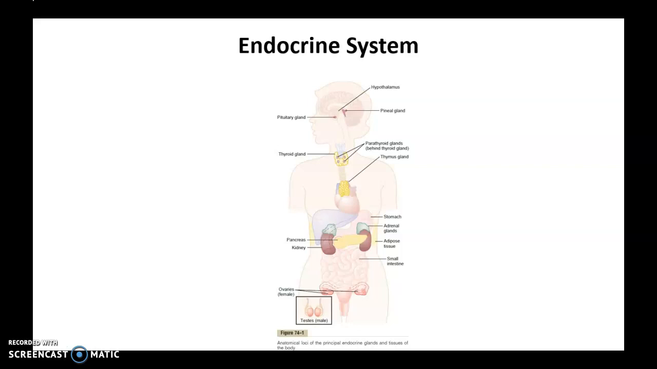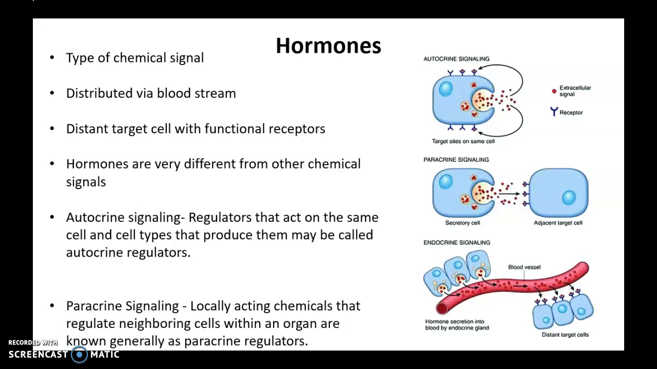We will start by talking about hormones. What is a hormone? A hormone is a type of chemical signal. When we talk about endocrine system and hormones, we are talking about cell signaling. A hormone is a chemical signal that is distributed into the bloodstream. It is released by a cell or a gland without using a duct, and it is released into the bloodstream, and it can have a target cell that is very distant, and a target cell has a functional receptor that can bind to the specific hormone.